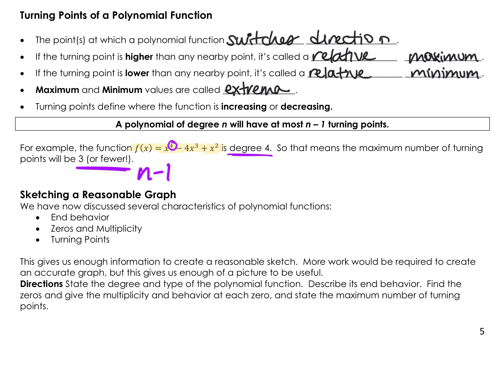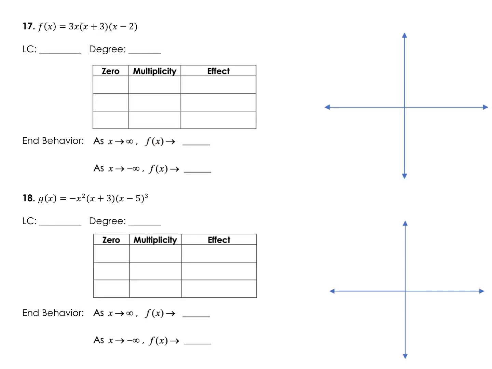Now we're going to move on to sketching a reasonable graph. We already did all the prep work for this last week, so now we're just going to apply it. Number 17, what is the LC? The leading coefficient is 3. Then the degree: remember you have to add up these little exponents because it's in factored form, not standard form. So 1 plus 1 plus 1 gives me a degree of 3.